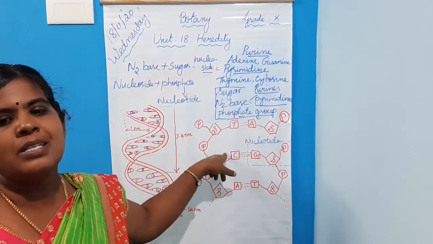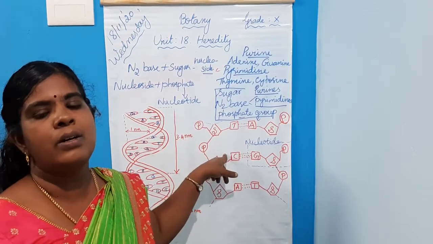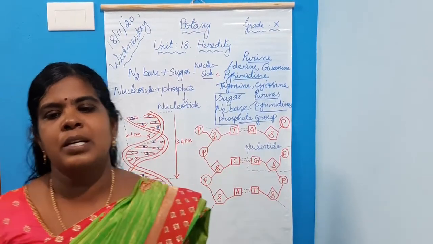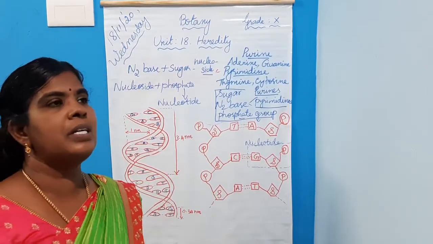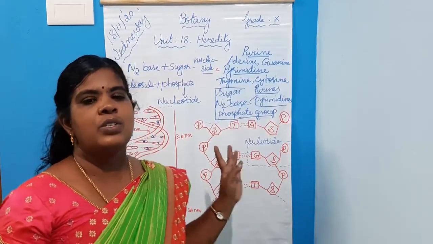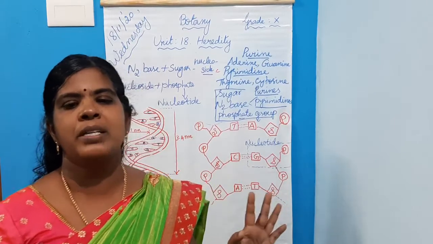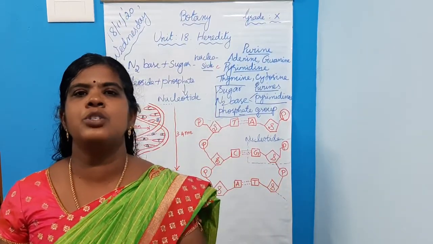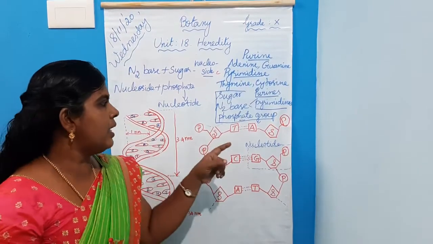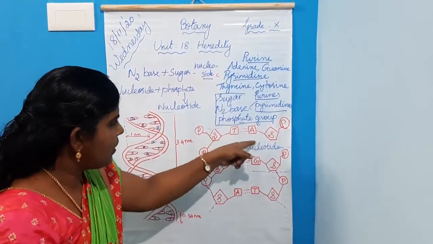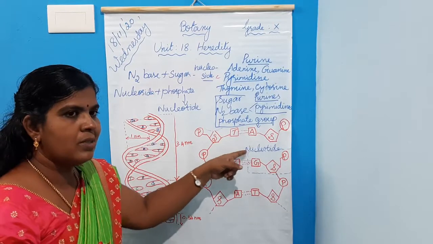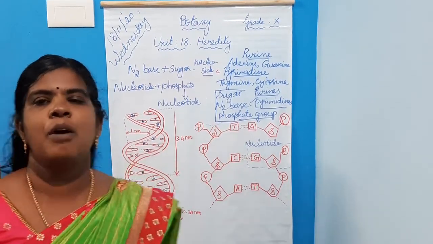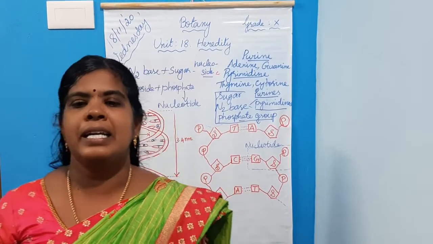The nitrogenous bases in the center are linked to sugar phosphate units, which form the backbone of the DNA. The nitrogenous base is found in the center, linked to the sugar phosphate molecule. These form the backbone of the DNA.